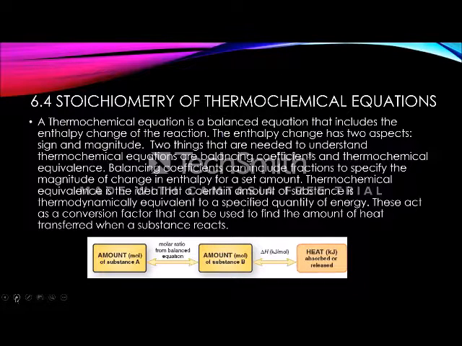Section 6.4, Stoichiometry of Thermochemical Equations. A thermochemical equation is a balanced equation that includes the enthalpy change of the reaction. The enthalpy change has two aspects, sign and magnitude. Two things that are needed to understand thermochemical equations are balancing coefficients and thermochemical equivalence. Balancing coefficients can include fractions to specify the magnitude of change in enthalpy for a set amount.